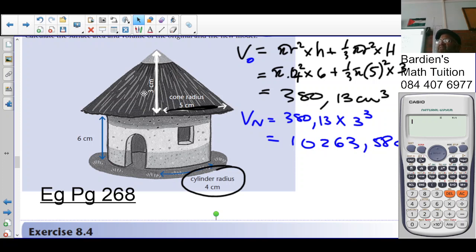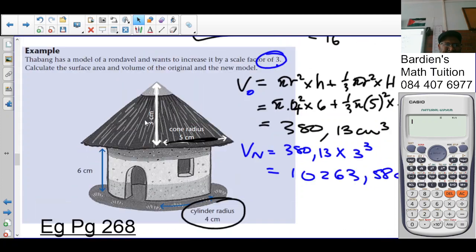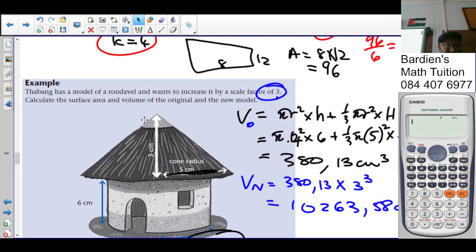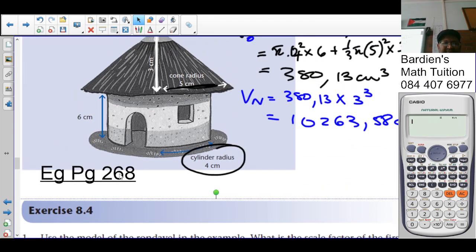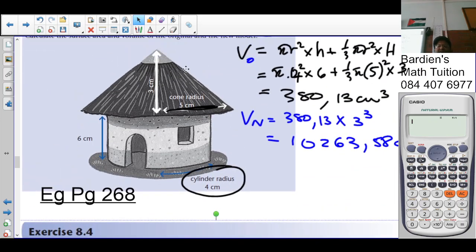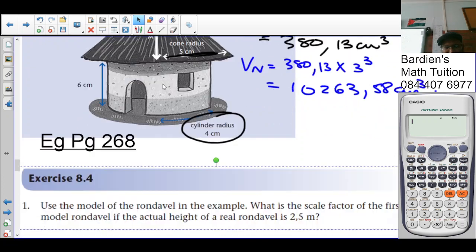9. Not so? There's actually, wait, let me see here. This is the model, no? And the actual. So the scale factor, firstly I must convert this to the same SI unit. As you can see, the model is in centimeters, and the actual rondavel or the actual structure is in meters. So that's step number 1.